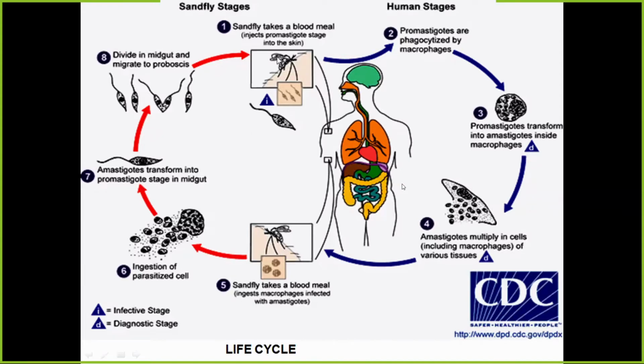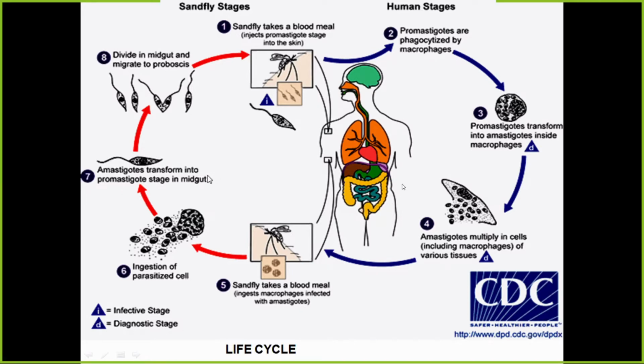What the mosquito transmits is the promastigote, it transforms to amastigote, and the disease-causing form is the amastigote. And when the sandfly takes a blood meal from the infected person, then it ingests the macrophages also, which have amastigotes inside the macrophages.